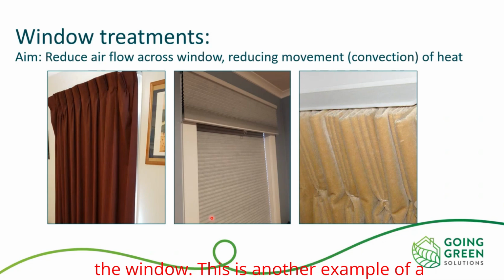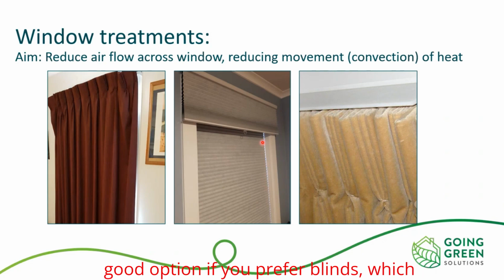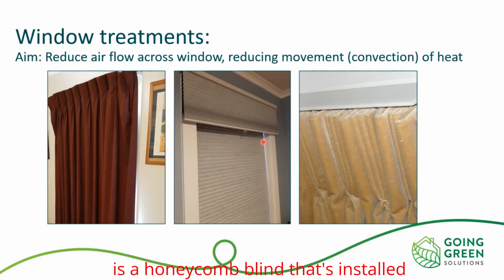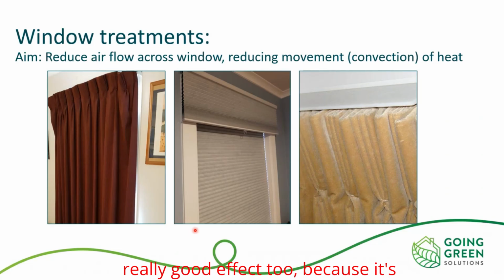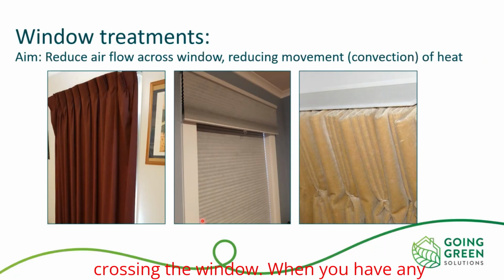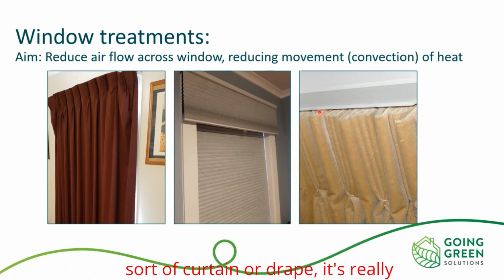This is another example of a good option if you prefer blinds, which is a honeycomb blind that's installed inside a deep window rebate. That gives a really good effect too because it's trapping a layer of air, almost no air moving inside the honeycomb, but also preventing air crossing the window. When you have any sort of curtain or drape, it's really worth putting this thing on top. It's called an invisible pelmet.